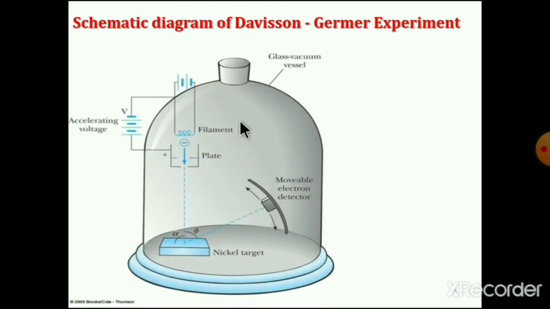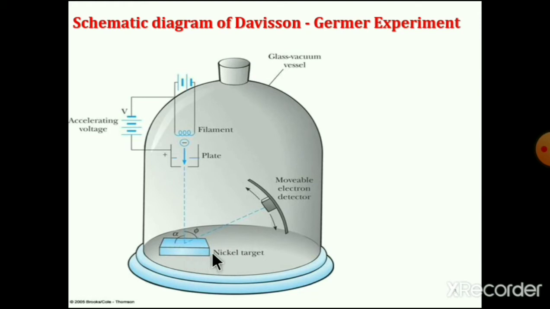Now we see here the schematic diagram of the Davisson-Germer experiment. This experimental setup consists of mostly three important parts. The first one is the electron gun. That electron gun consists of the electrostatic accelerator, with this accelerating voltage. Next one is the filament, a tungsten filament. And the third one, we see here, is a collimator. These three parts combined together form the electron gun.